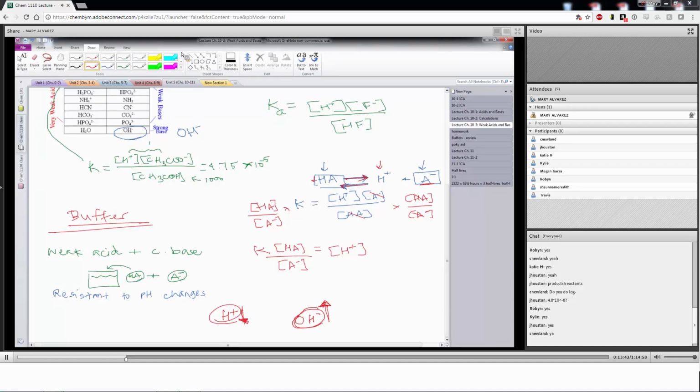Okay, let me write out those equations for you. If you add H plus here, then essentially that H plus reacts with your A minus that's available, and you get the weak acid. And if I add hydroxide, then my hydroxide reacts with my weak acid, and what I really just get is more weak base. You guys following me a little bit here? Conceptually, at least.